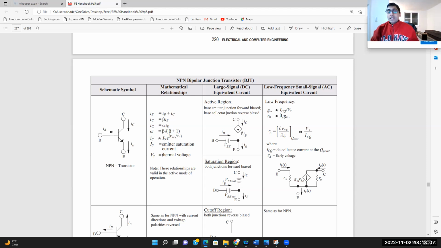However, at times your IC might not be given to you and you're trying to figure out IC. So IC is nothing but the saturation current IS multiplied by an exponent of VBE over VT, where VBE you can assume as 0.7 unless a different value is given to you. And VT is the thermal voltage.